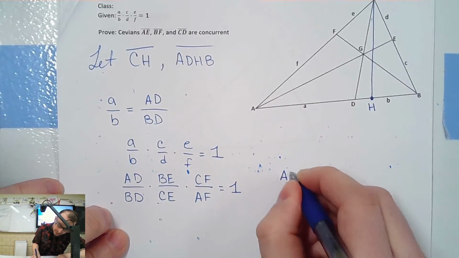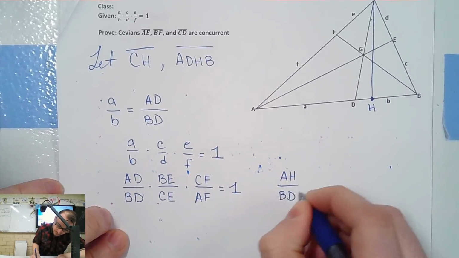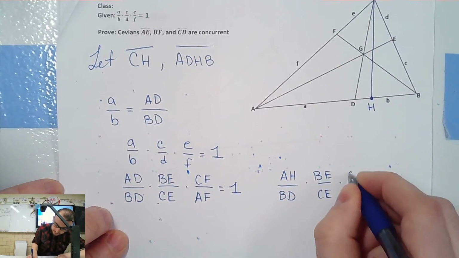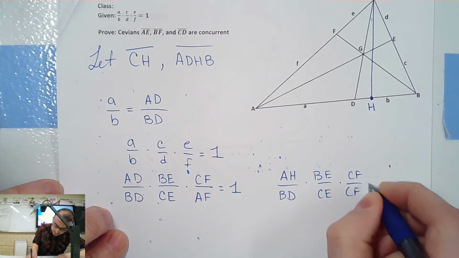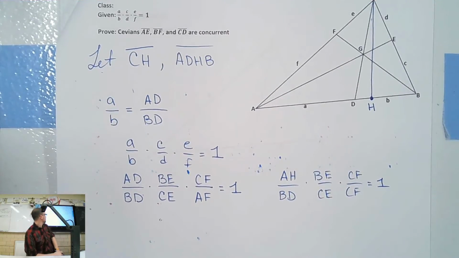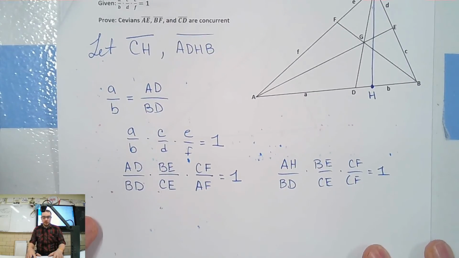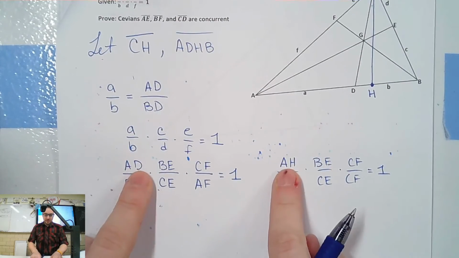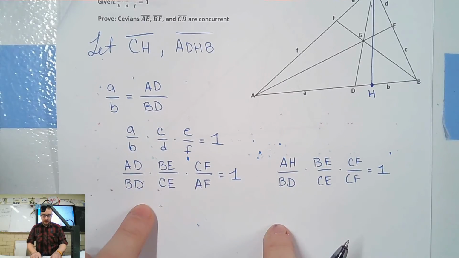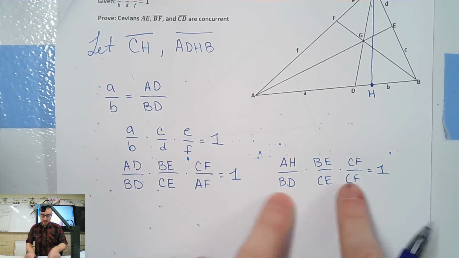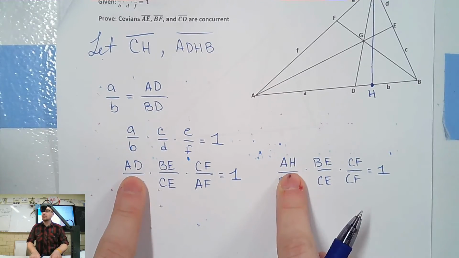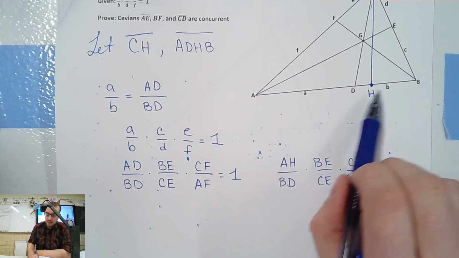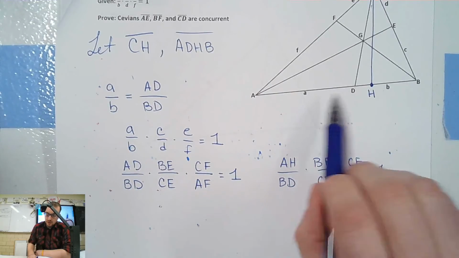I also know that AH over BD times BE, same thing, I just switched out AH. But this is the problem. We said earlier that D and H are separate points. And if they're separate points, how can this both be true? We'd have two different values here. What I'm trying to show you is that when we cut this into A and B, there's only one way to cut it.